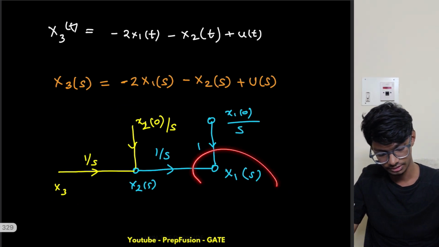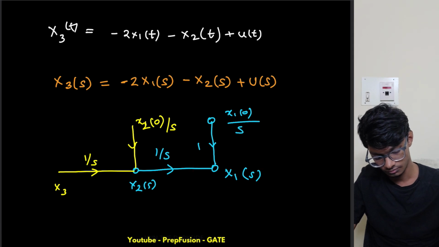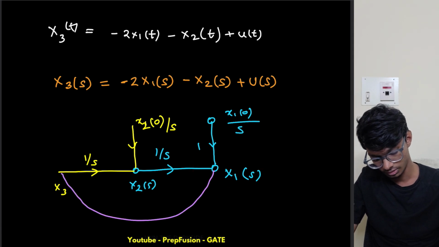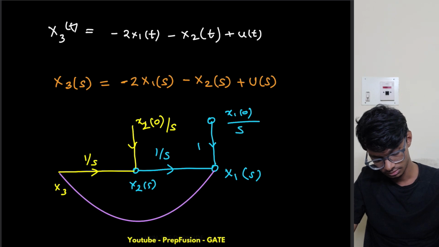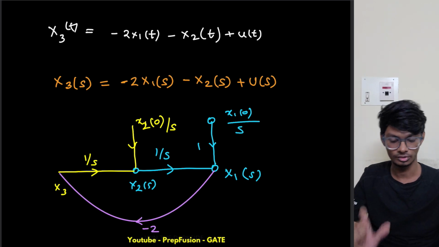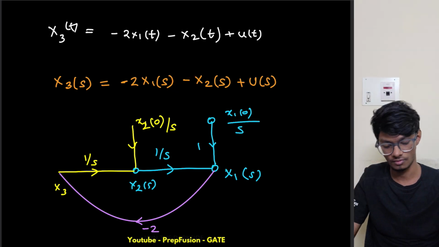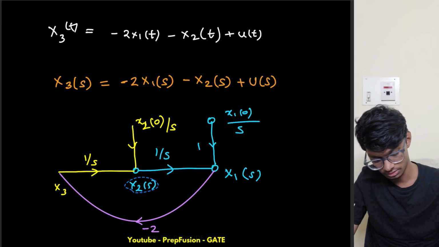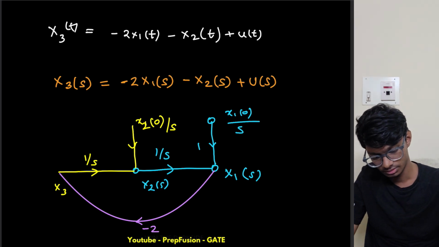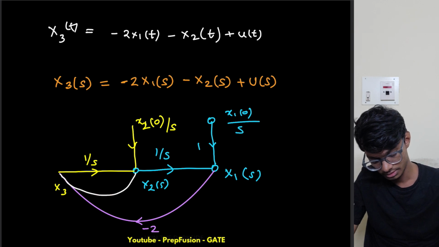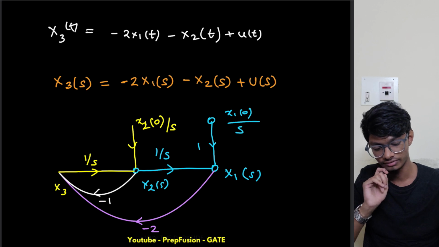So x1 is here, x1 is here, right? So I will draw it here and write the gain as minus 2 because it is minus 2x1. Also what we are getting is minus 1x2. So again, shift this a bit. This is minus 1x2, right?